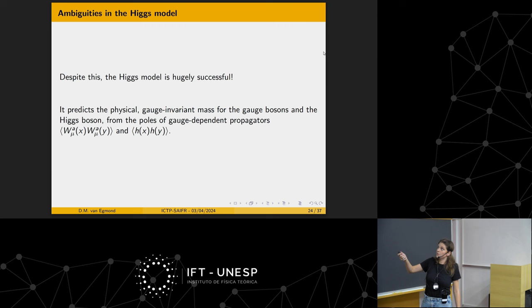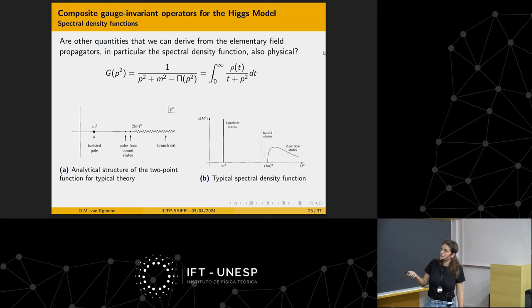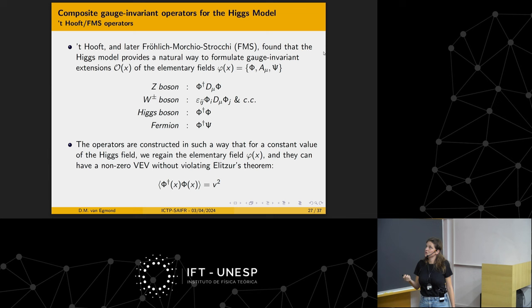So one thing that's important is the Higgs model is hugely successful, especially these two propagators here give the pole masses, so the physical masses for both the W and Z bosons and the Higgs boson. So if we want to make a new model or an improved model, we would have to somehow keep the masses of these propagators around. So I will skip this. This is the most important point that I wanted to make: we want a few things.